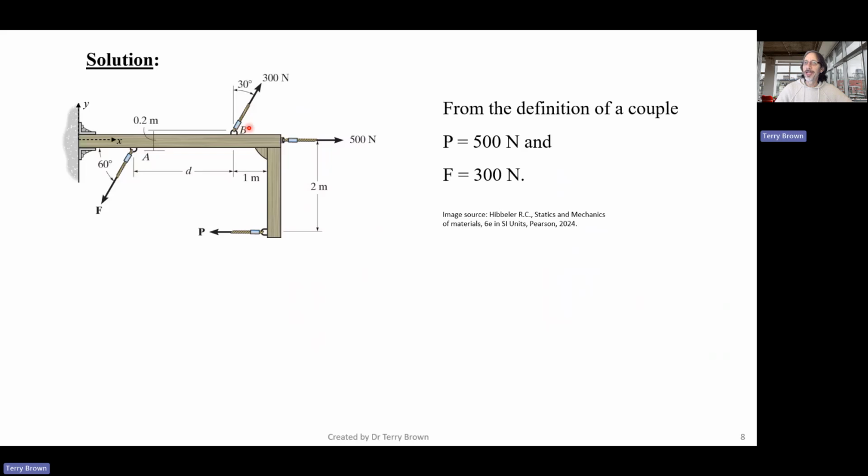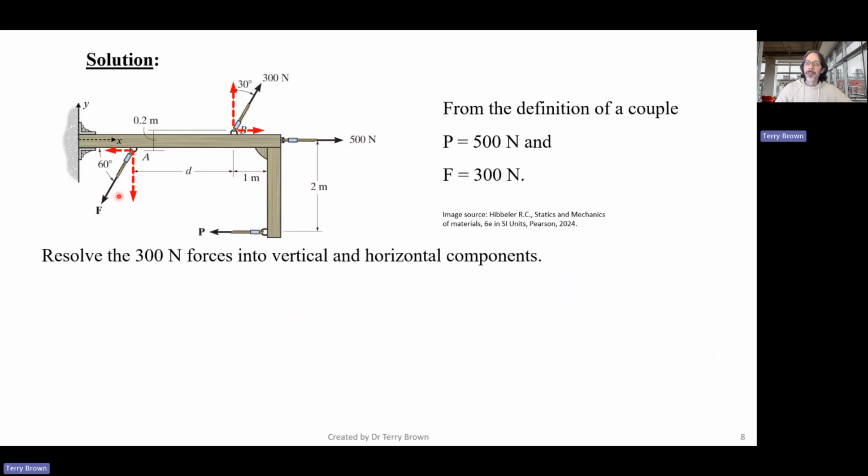From the definition of a couple, for this to be a couple, P here must be 500, equal and opposite to what we've got over here, and F must be 300. Now let's resolve the 300 Newton forces, the one here and the equal and opposite one for the couple, into horizontal and vertical components. And we do it like this.